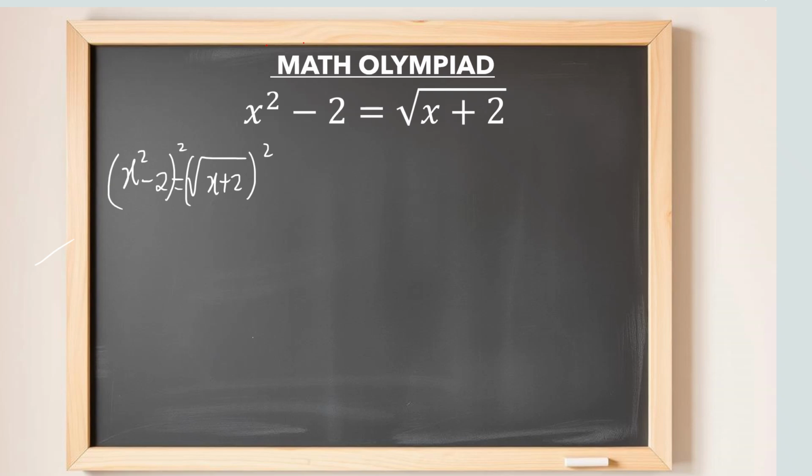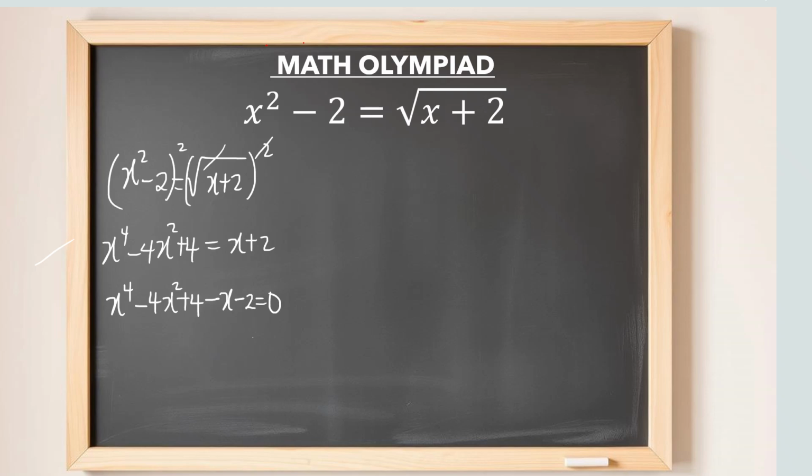So on the left hand side here, I'm going to have x to the power of 4 minus 4x squared plus 4. And on the right hand side here, I'm going to have x plus 2. So the square root and the square just cancelled out. Now writing this given equation, I'm going to have x to the power of 4 minus 4x squared plus 4 minus x minus 2 equals 0.